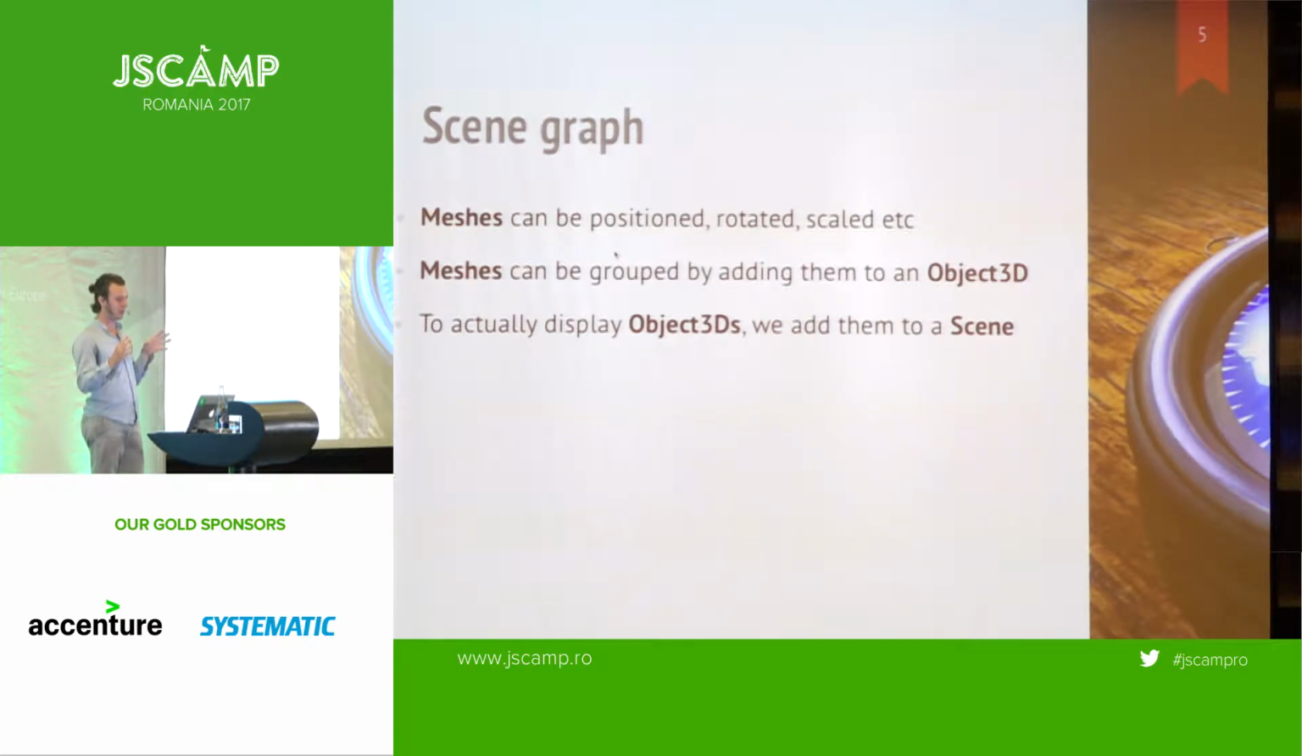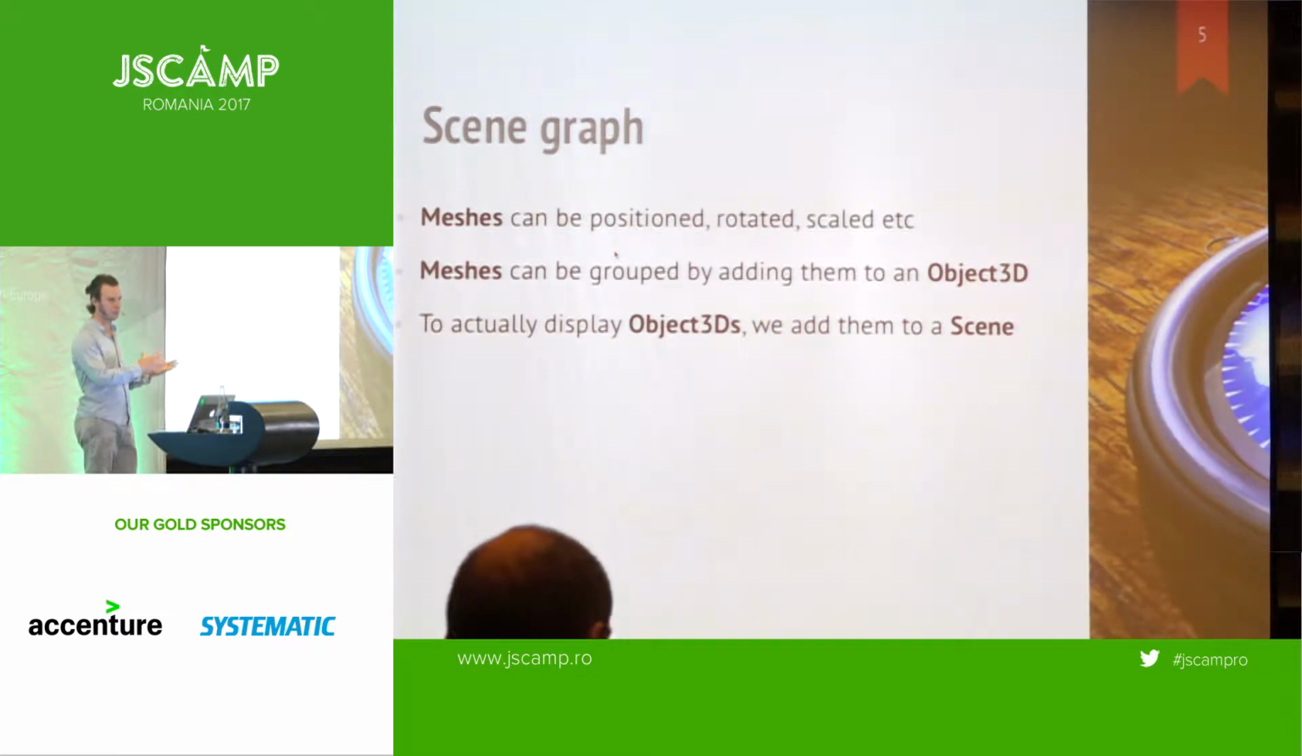Yeah, so you can group these together, and then you might have like 20 objects, and then you can move those as a whole and rotate them and scale them. And ultimately what you do is you take these objects and you add them onto a scene, which is like your root level Object3D. It's like your document that you add everything to.